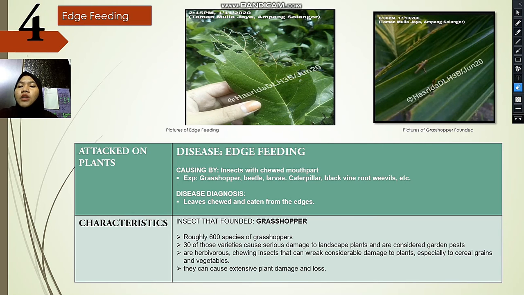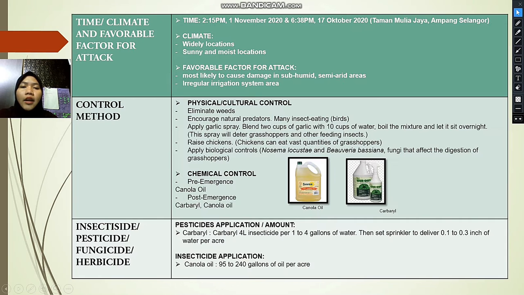So I found this disease at 6:38 p.m. on 17 October 2020, at Taman Mulia Jaya, Ampang, Selangor. The climate at that time was sunny and moist. The favorable factors for attack: it mostly causes damage in subhumid and semi-arid areas, and also in areas with irregular irrigation systems. This can be controlled by physical or cultural control and also chemical control.